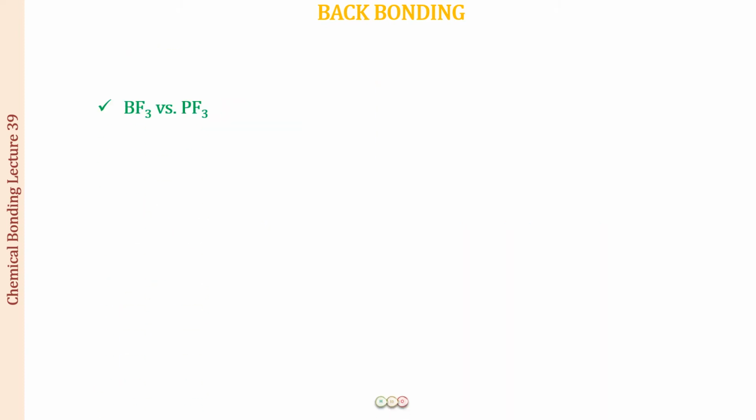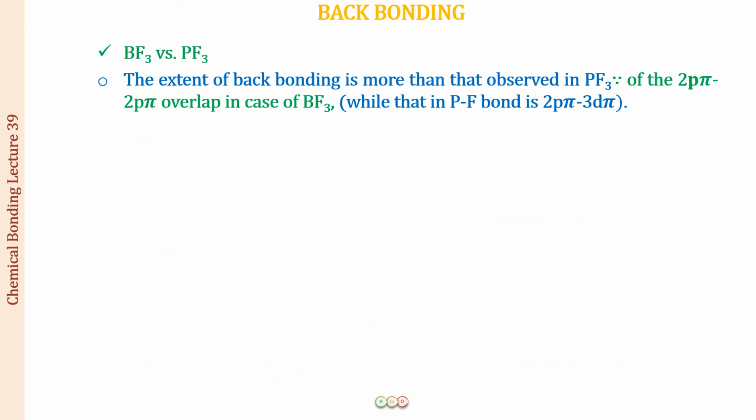So now that you know that BF3 and PF3, both of them show back bonding, let us compare the B-F and P-F bonds in both of them. So the extent of back bonding in case of BF3 is going to be more than that of PF3, because in case of BF3, it is going to be a 2p pi-2p pi overlap, whereas in case of the P-F bond, it is going to be a 2p pi-3d pi overlap.